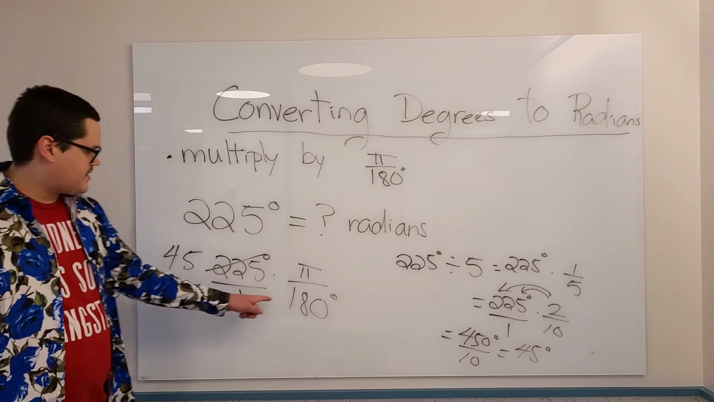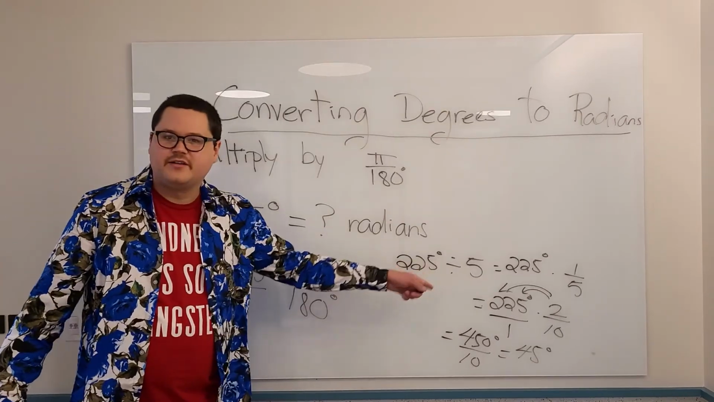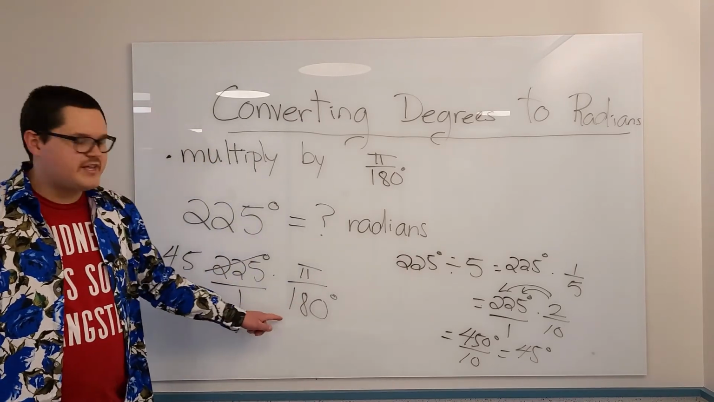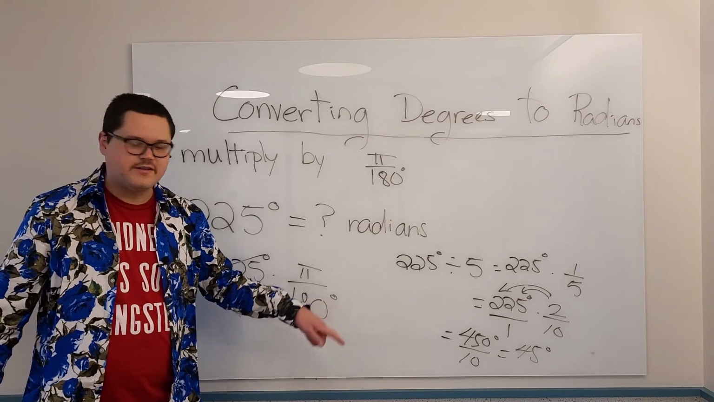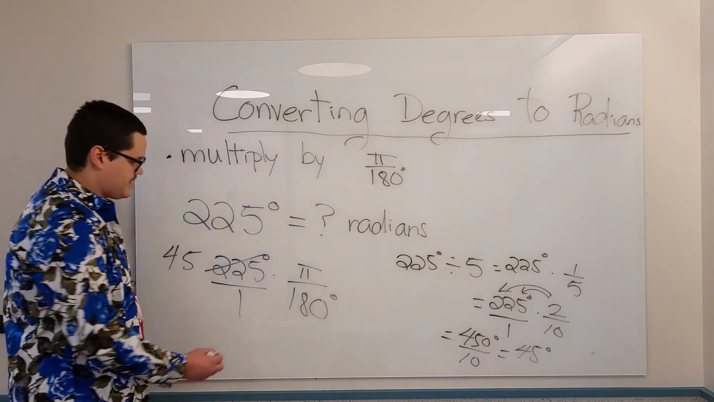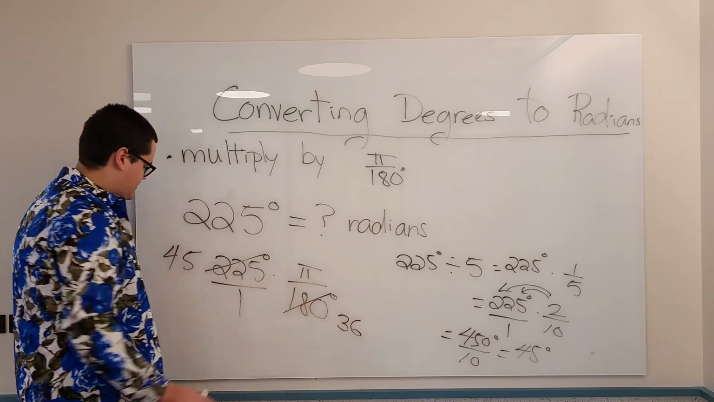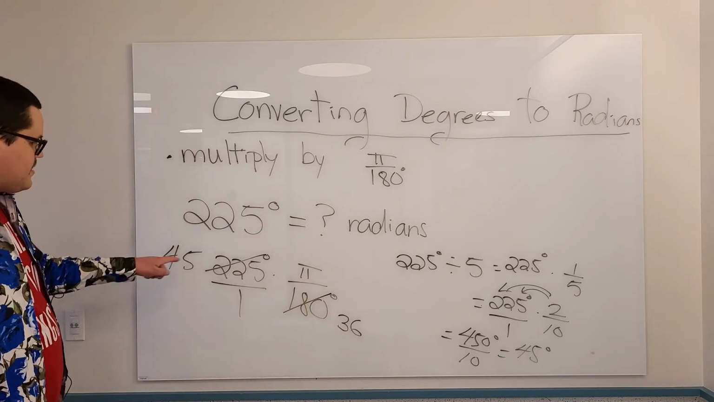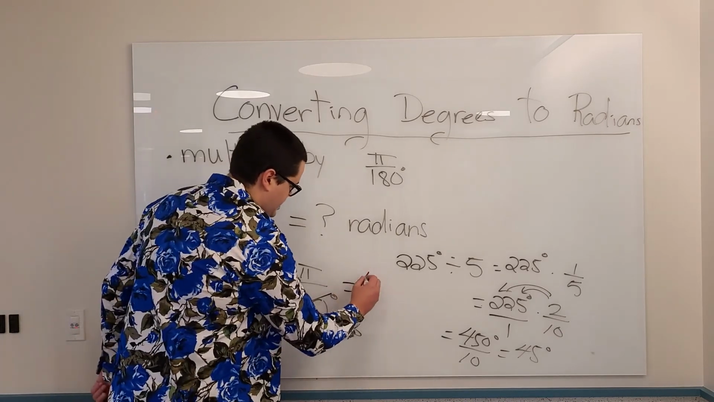And how many times does it go into 180? Well, multiply by 2, divide by 10. So 180 times 2 is 360. Divide by 10, that drops the 0, takes us to 36. And then the degrees cancel. So this is 45 pi over 36.